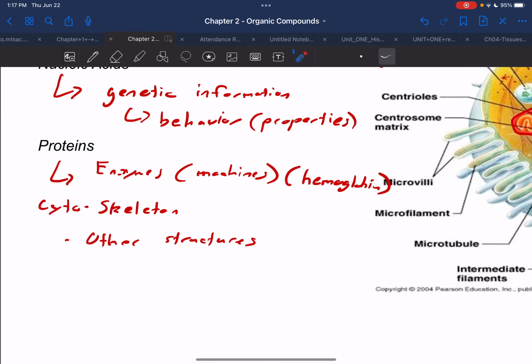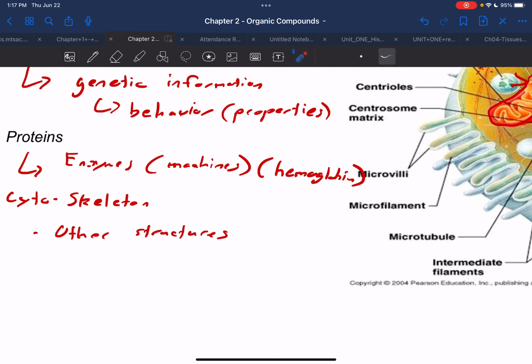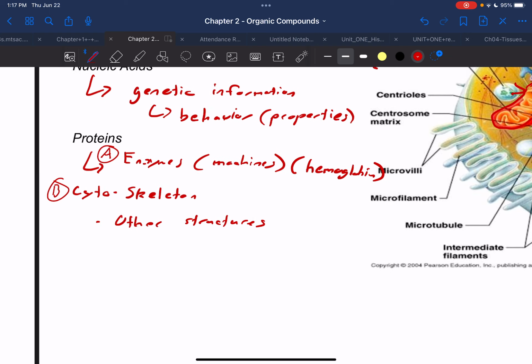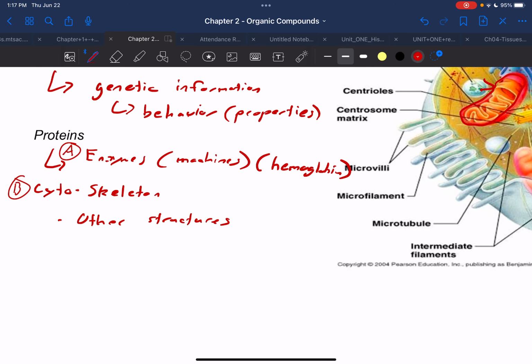So to finish up this packet, we have proteins. Our proteins are going to serve 2 things here, and I'm going to clarify this. We have A and B. A is going to be enzymes. Sorry, I wrote this last semester and it is very clumsy. Let's fix it today. Enzymes and cytoskeleton. Skeleton, the same way that your body has the bones that make up its skeleton.